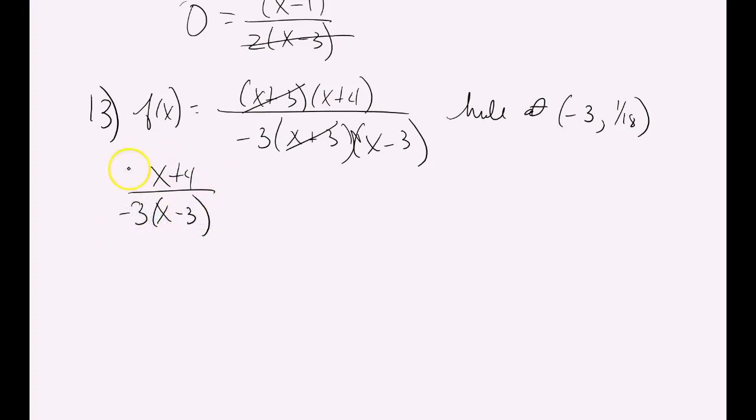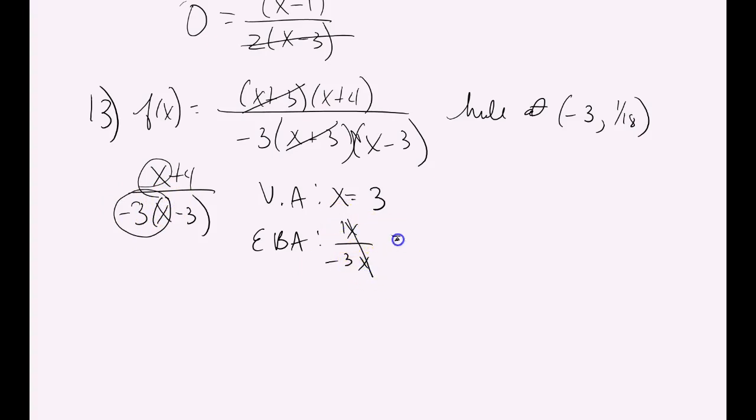Okay, so based on the leftovers, I know that the vertical asymptote is at 3. I know that my end behavior asymptote, I need to analyze this one over this one. So x over negative 3x, the powers match, so we just reduce, and the coefficients are the answer. So that's going to be where my end behavior asymptote is. And what's next?